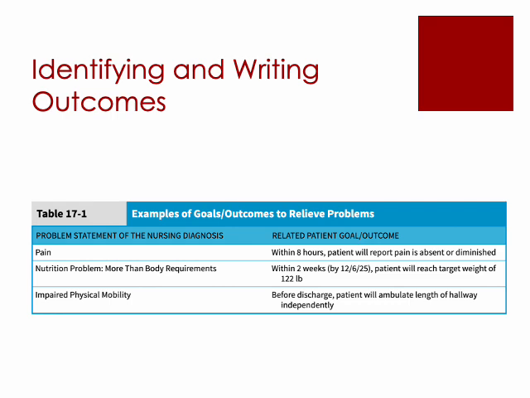So in this case, on this slide, our first problem statement is pain. So the goal is, within 8 hours, the patient will report pain is absent or diminished. Another problem we found with this patient is a nutrition problem, more than body requirements. So within 2 weeks, by a specific date, the patient will reach a target weight of 122 pounds. And then the last problem we have is impaired physical mobility. So the outcome for that: before discharge, the patient will ambulate the length of the hallway independently.